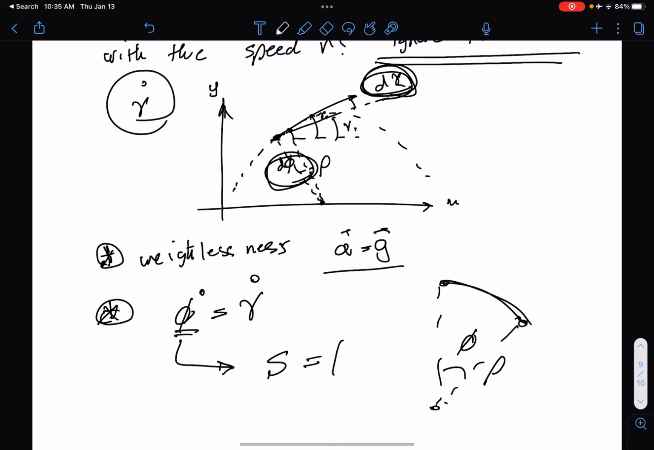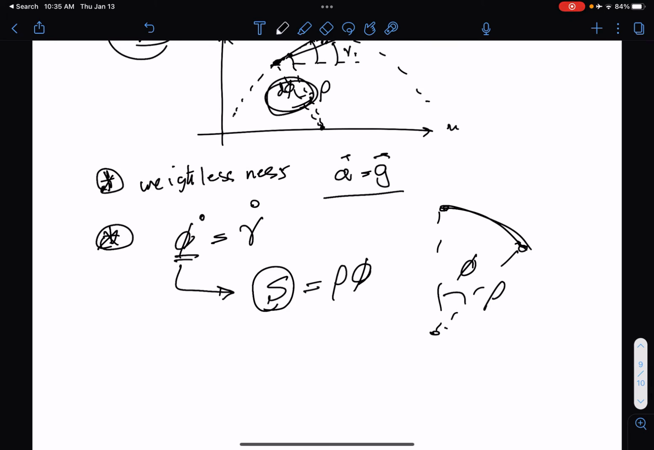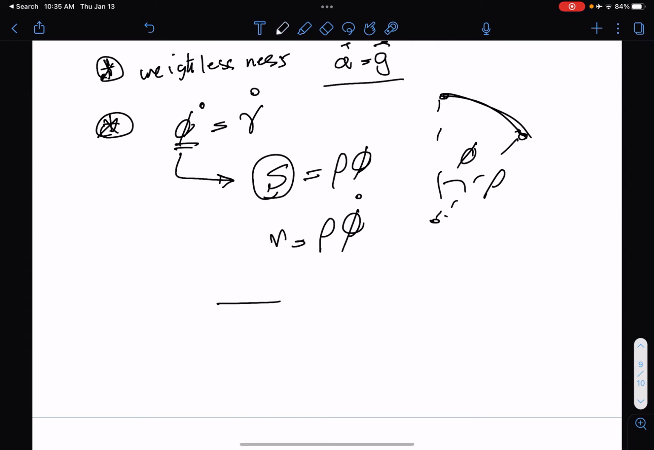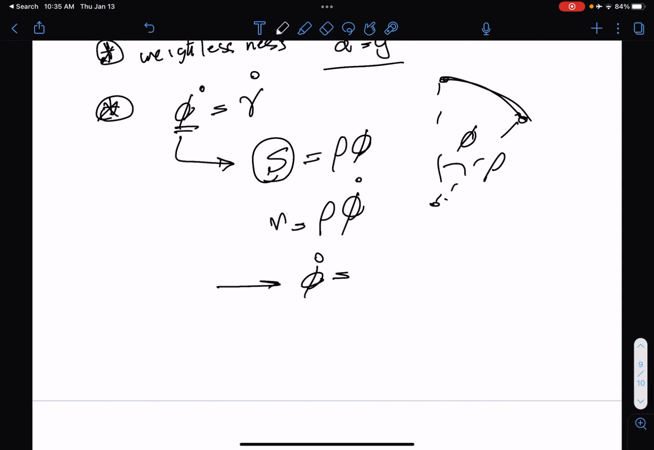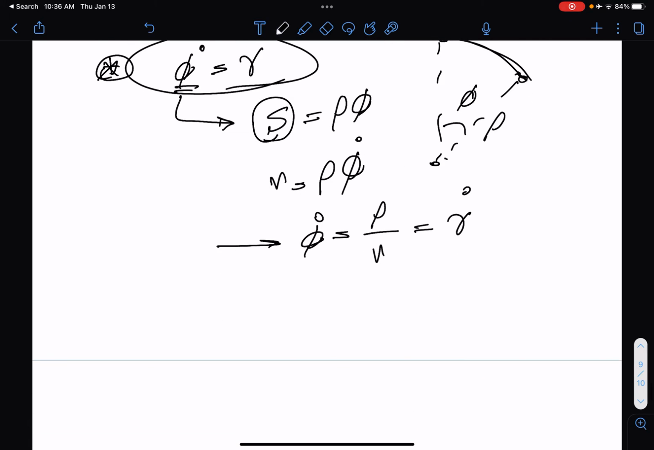Rho phi is equal to your path, right? If you take the derivative with respect to time, this s dot is v. So v is equal to rho phi dot, which is the same thing as what Ross said. So phi dot is actually equal to v divided by rho. And this is equal to the change in the flight path angle based on the assumption we made here, right? Does this make sense? Okay. So we have one equation for the variations of gamma dot.